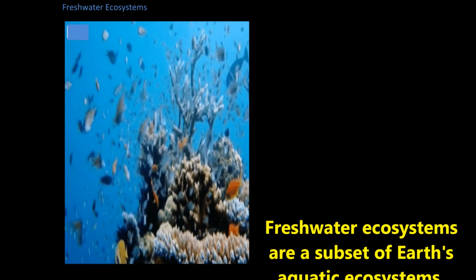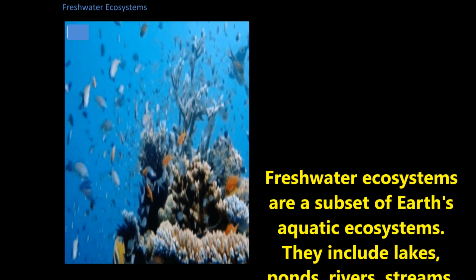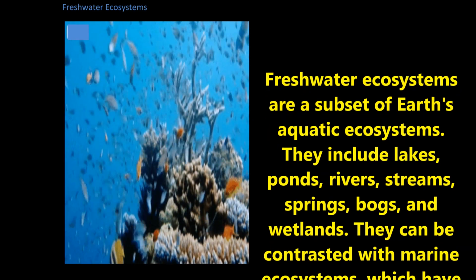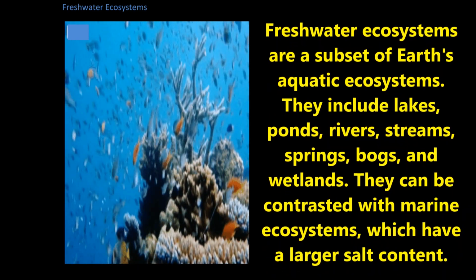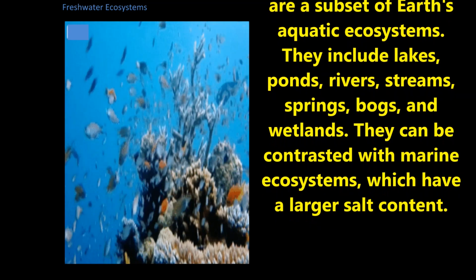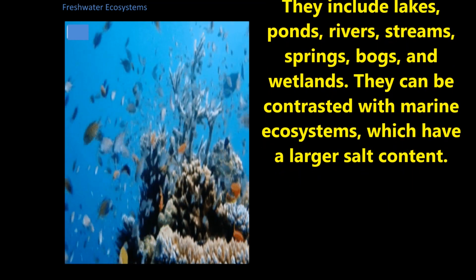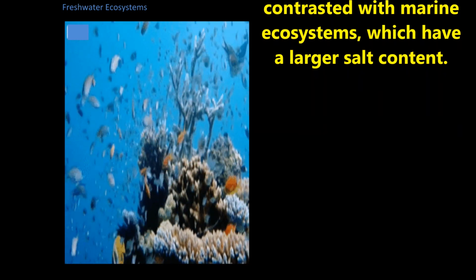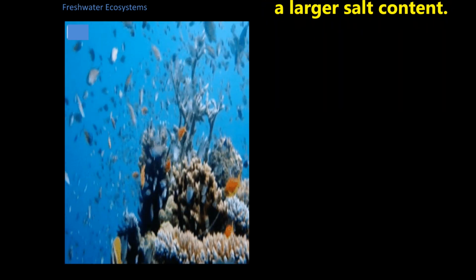Now let us discuss the freshwater ecosystem. Freshwater ecosystems are a subset of Earth's aquatic system. They include lakes, ponds, rivers, streams, springs, bogs and wetlands. They can be contrasted with marine ecosystems, which have a larger salt content.